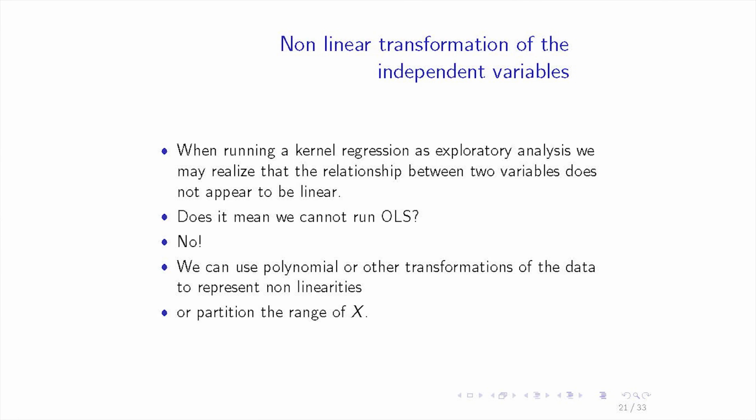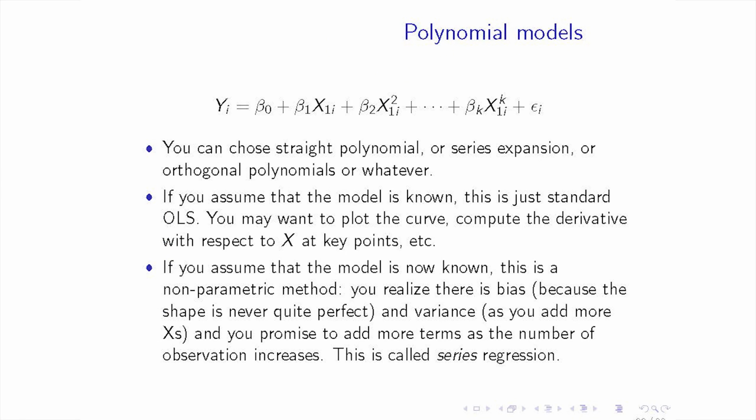There are two ways to go, and I'm going to briefly talk about both. The first thing you could do is to say, as you know, any function can be approximated by polynomials. So you could regress y not on x only, but on polynomials of x, or in fact polynomials of transformations of x. And once you do that, you're back to OLS.